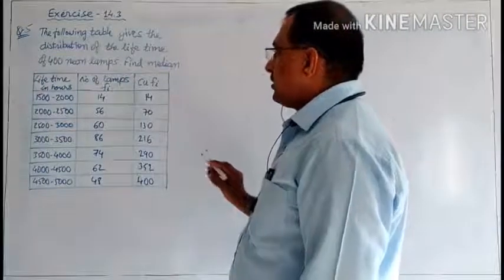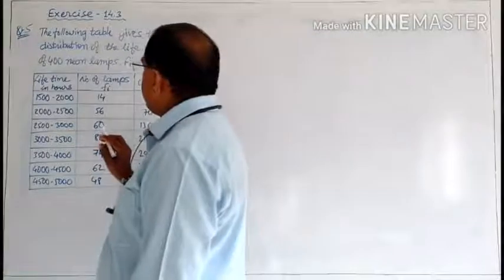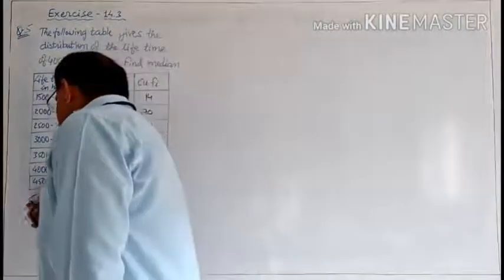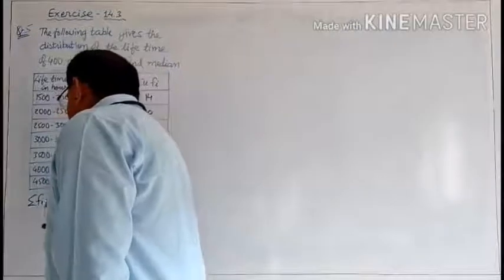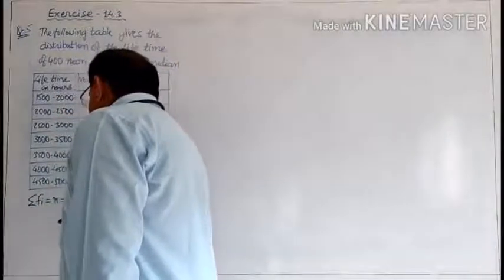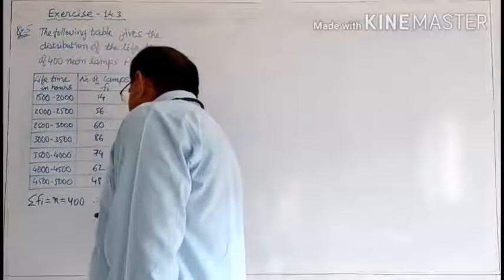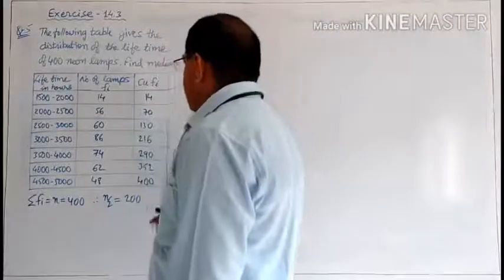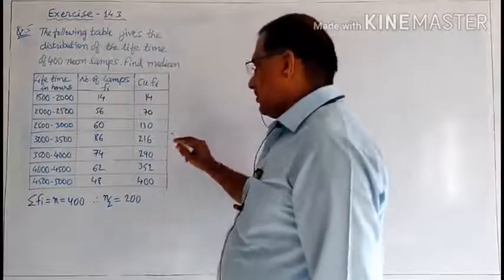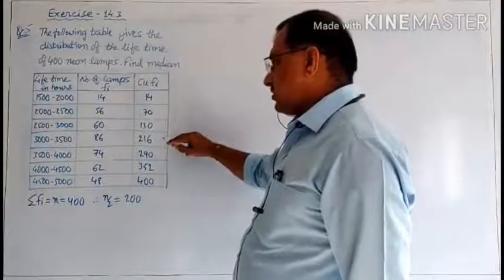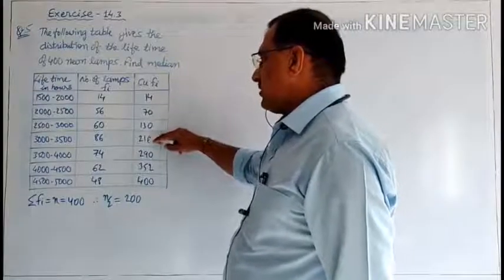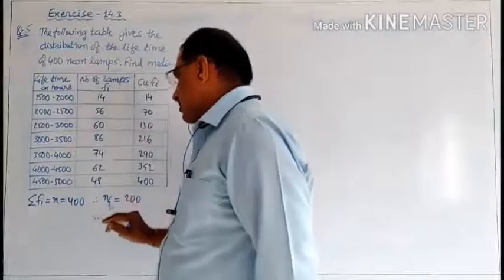Now here we have to go first of all for the median class. For the median class we need the sum of the frequencies, that is n, which is equal to 400, and therefore n by 2 is equal to 400 divided by 2, that is 200. So here the middlemost observation is 200. That means it lies in this range, 3000 to 3500.